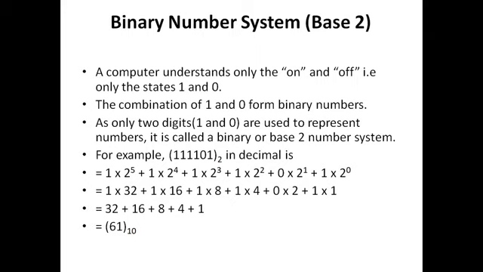For example, in the case of 456, if you represent the entire number in terms of zeros and ones, would we as humans be able to recognize it? No, we would not. So the computer uses the binary number system, and we can see how it represents a decimal number. A combination of 1 and 0 forms the binary number system. As only 2 digits are used to represent any number, it is called the binary or base 2 number system.